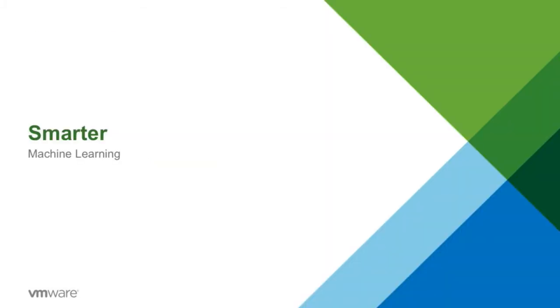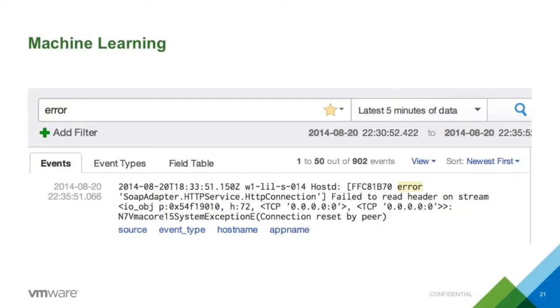Smarter machine learning. I love this part. Machine learning is happening in real time during ingestion into the system. What's it doing? Here's a great example for you. We go to Interactive Analytics, and we run a query for error on the latest 5 minutes of data. And what you see is we have 902 events. Actually, not that many. I've seen tens of thousands in 5 minutes of data. But still, 900. You're not going to go through and look at every single one of the 900 results.